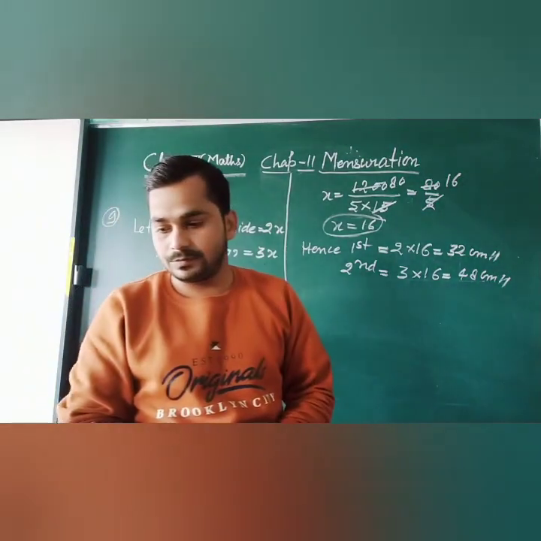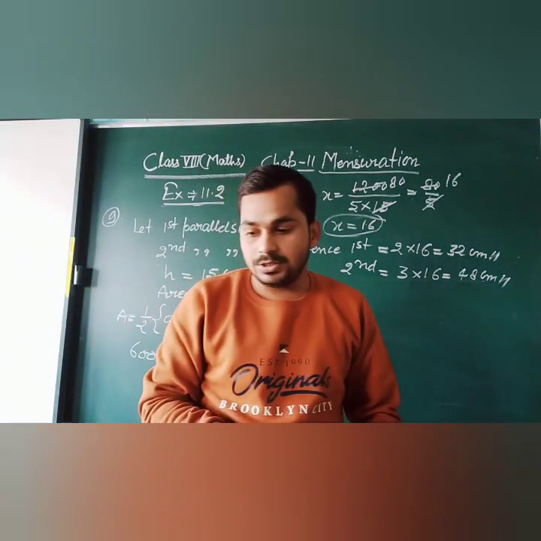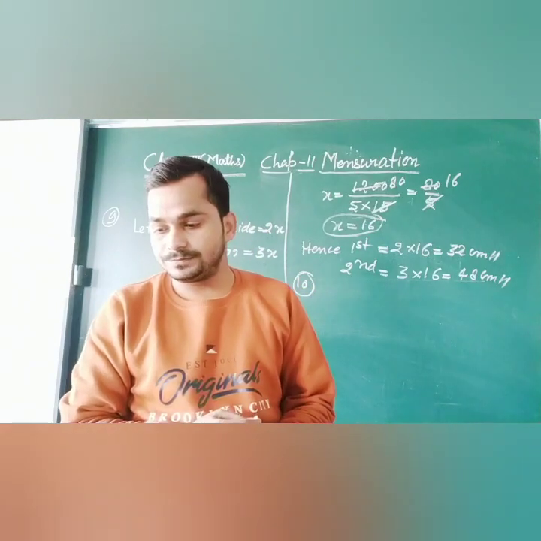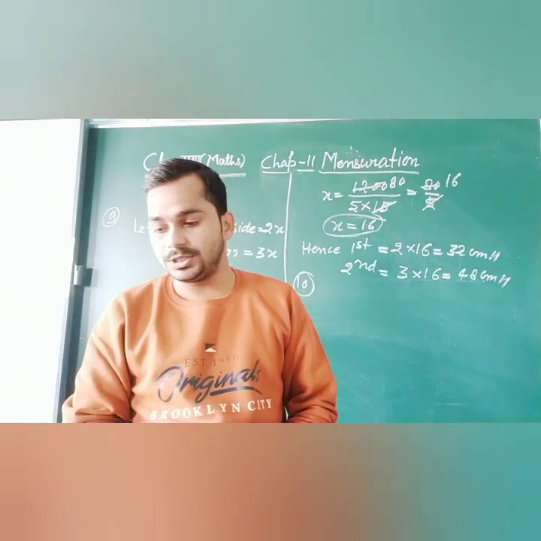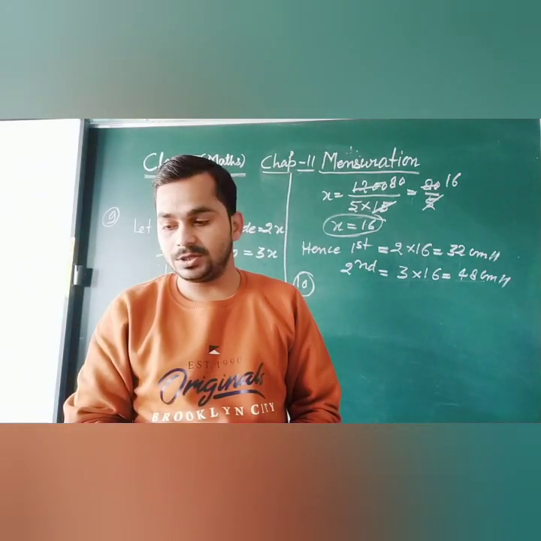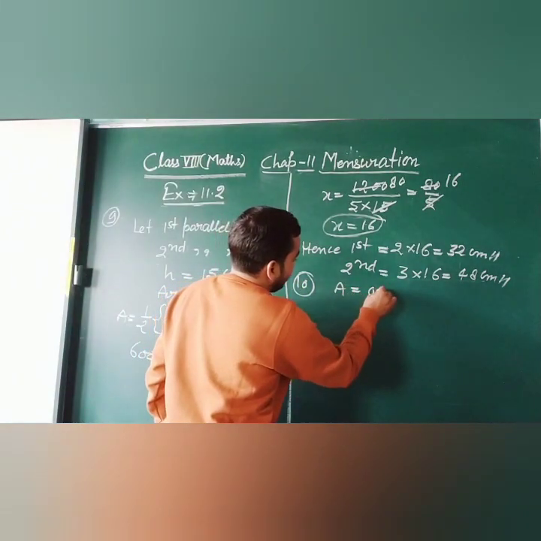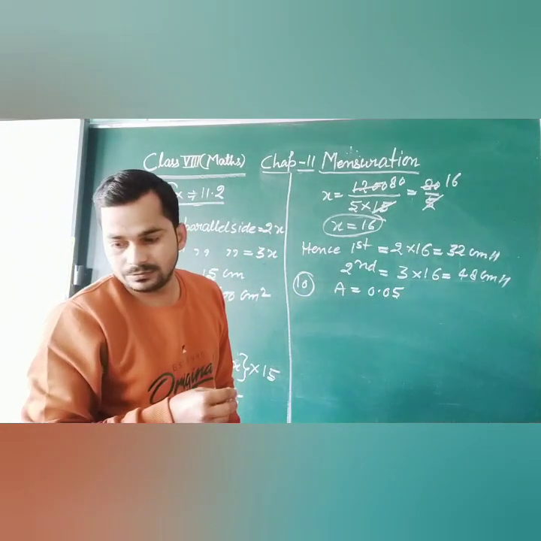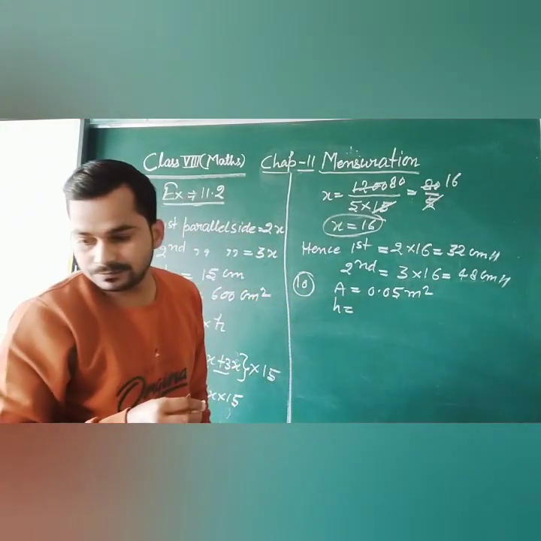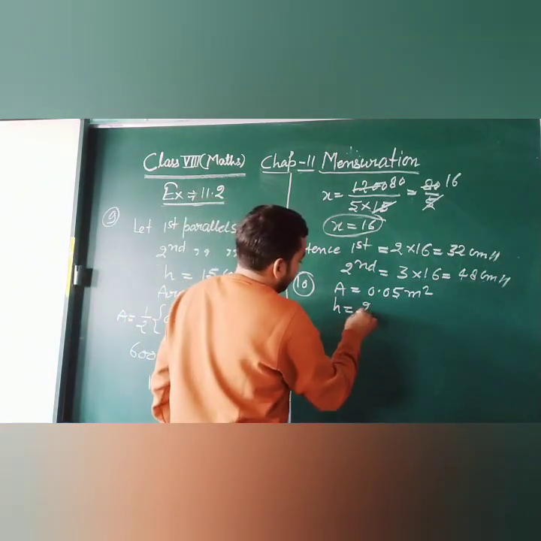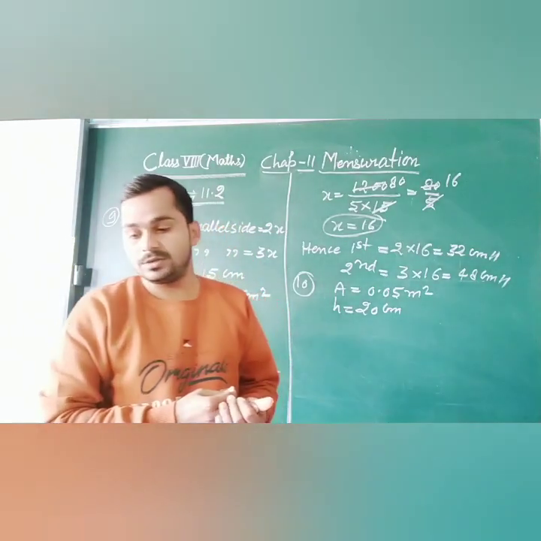Now question number 10. Area of trapezium is given 0.05 and its height is given 20 centimeter. One of the parallel sides is shorter than the other by 8. Then find the length of the longer parallel side. Area is given 0.05 meter square. Height is also given 20 centimeter, and one parallel side is shorter than other by 8.